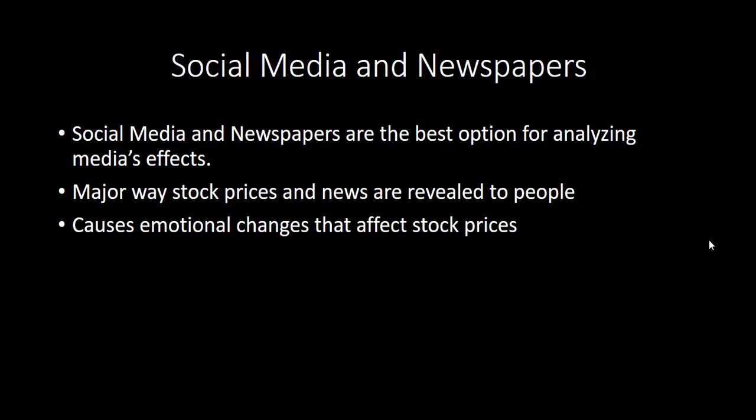So social media and newspapers are the best option for analyzing media's effects because they are a major way stock prices and news are revealed to people. So people post about things or tweet about things, or issue press releases about certain events and trends, and this can cause people to change their trading habits, and it causes emotional changes, which can change the way they buy and sell stocks.